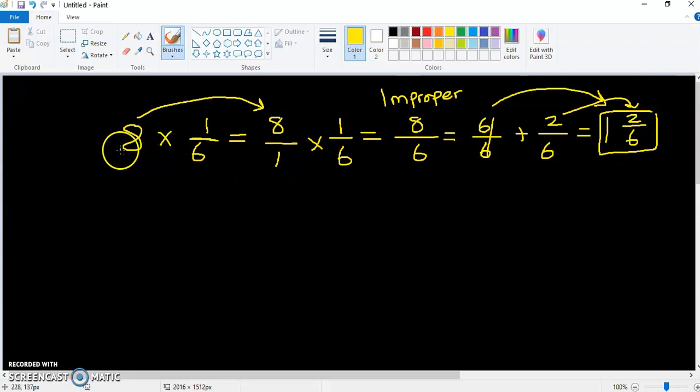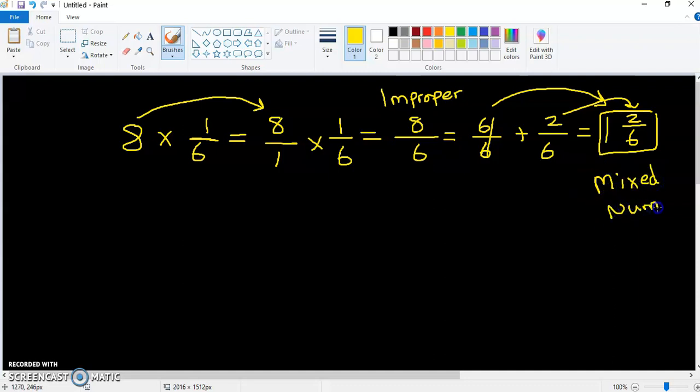So go back to the beginning, you have 8 times 1/6. So I changed the 8 to a fraction of 8 over 1 multiplied times 1/6. 8 times 1 is 8. 1 times 6 is 6. 8 over 6 is improper. And so what we did was we decomposed it. We found the whole number, the whole fraction, inside that improper fraction. And then we added the fraction that led us back to 8/6. And then we exchanged the whole fraction for a whole number of 1. And then our fractional remainder is 2/6. And this is our mixed number.